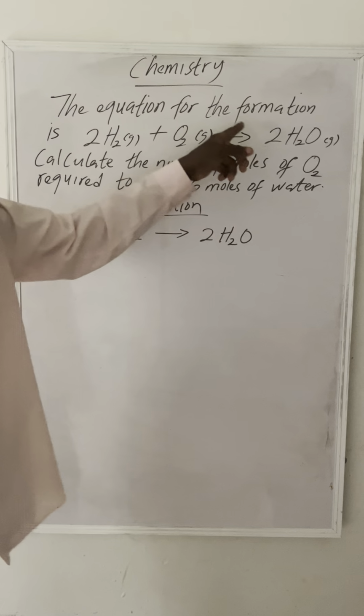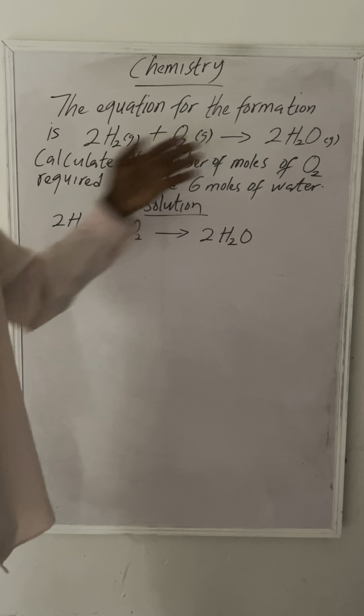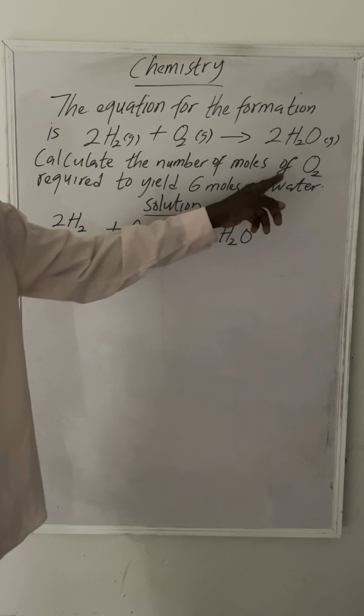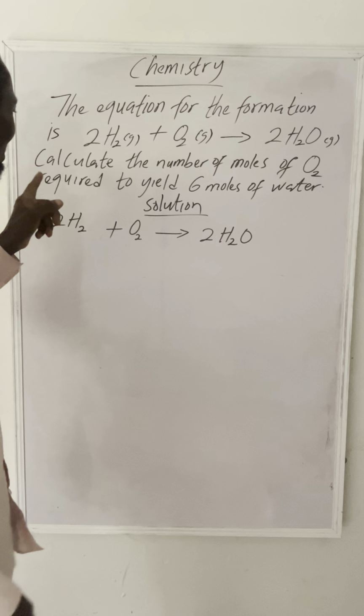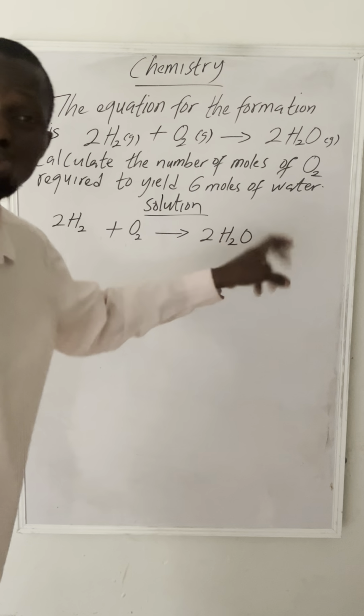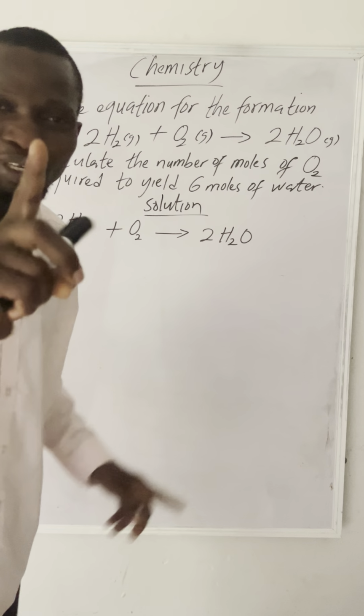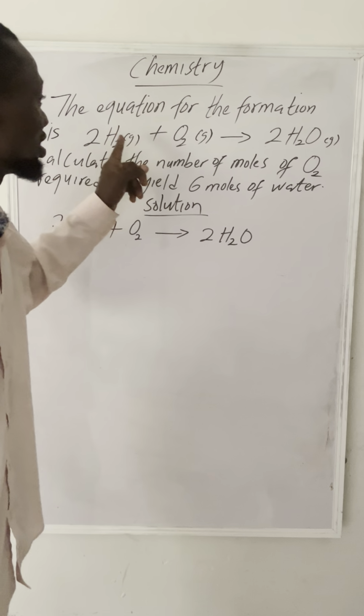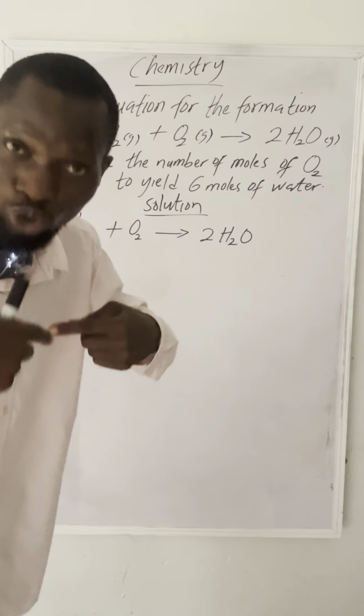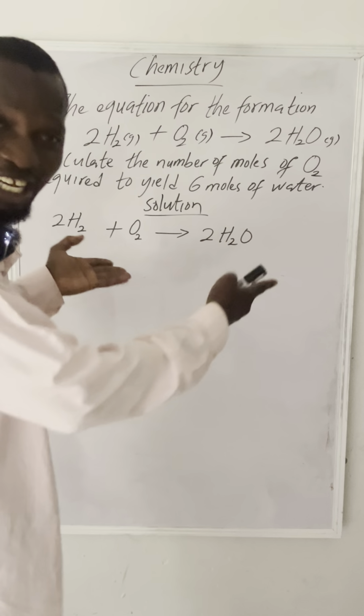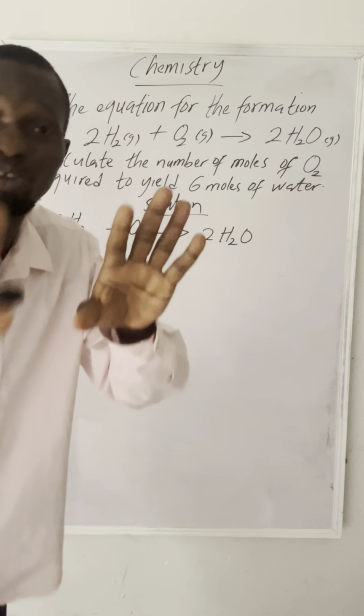The equation for the formation of water is this. Calculate the number of moles of oxygen required to yield 6 moles of water. Now, if the question did not give us the equation, we have to write the equation by ourselves. But since the question has given us the equation, it is very simple now.